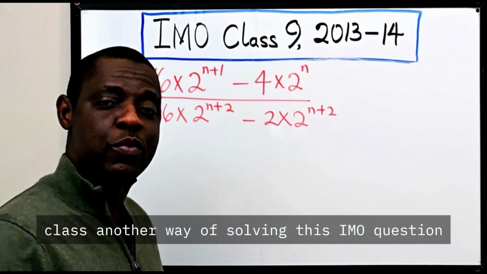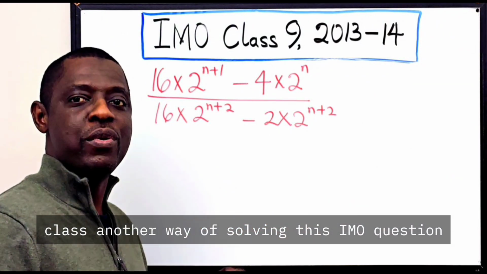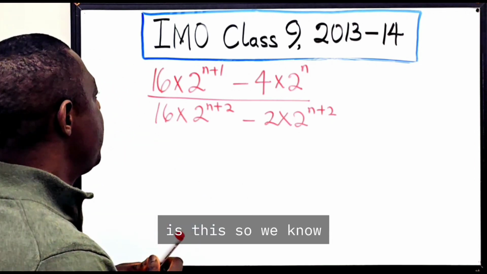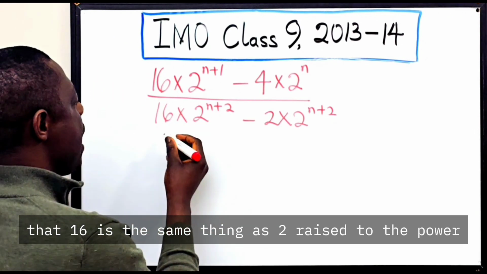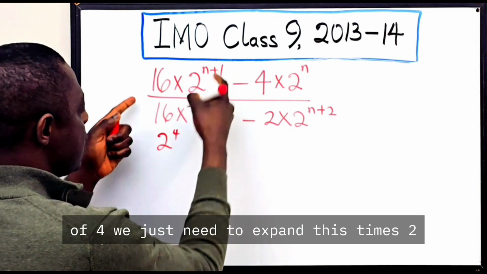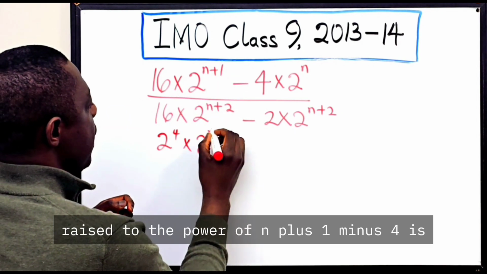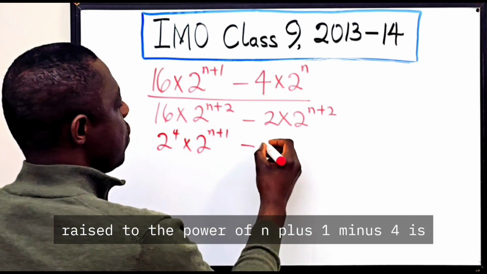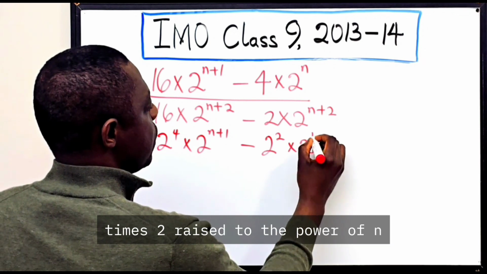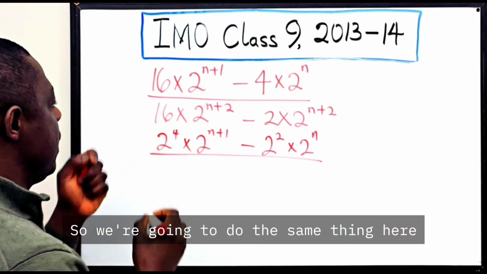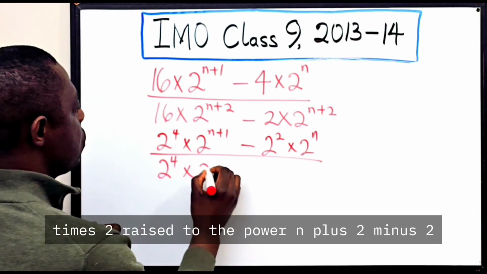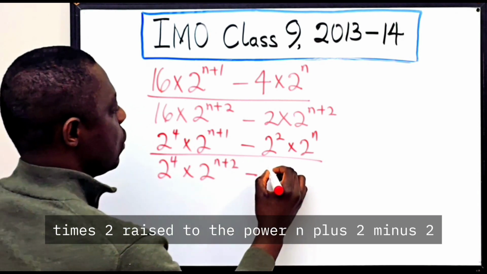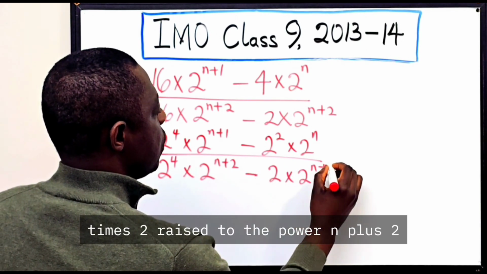Hey class, another way of solving this IMO question is this. So we know that 16 is the same thing as 2 raised to power 4. We just need to expand this times 2 raised to power n plus 1 minus 4 is going to give us 2 raised to power 2 times 2 raised to power n. So we're going to do the same thing here, and this is going to be 2 raised to power 4 times 2 raised to power n plus 2 minus 2 times 2 raised to power n plus 2.